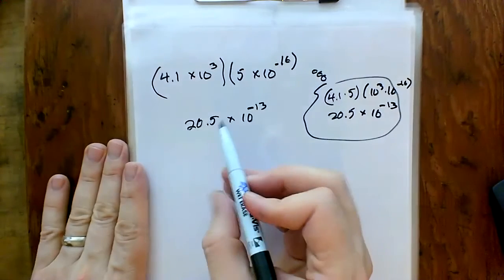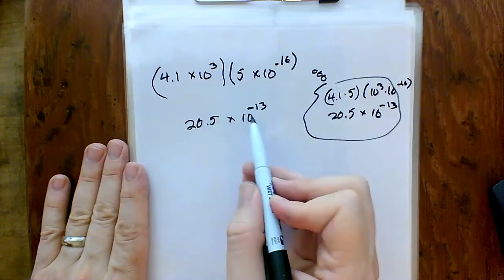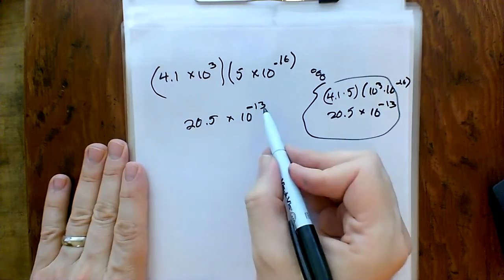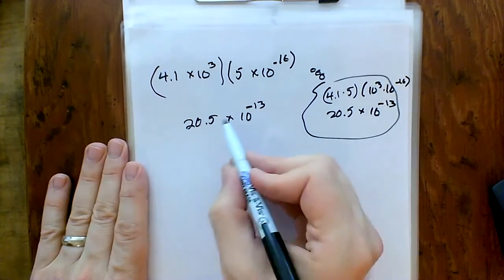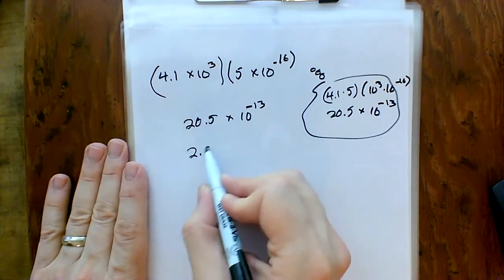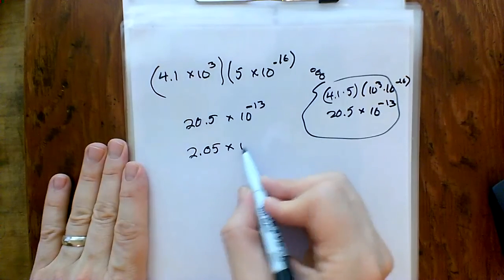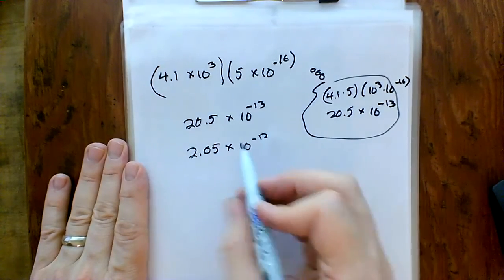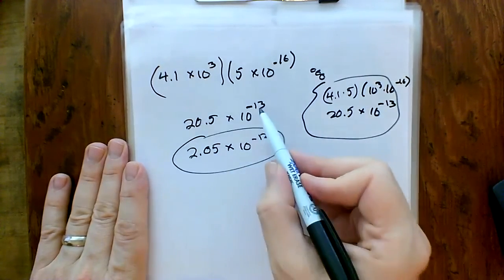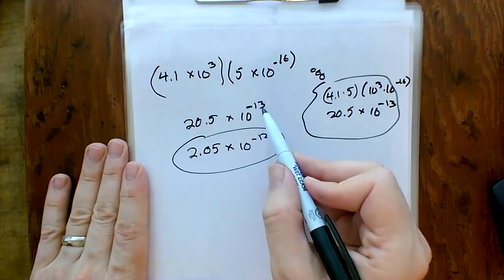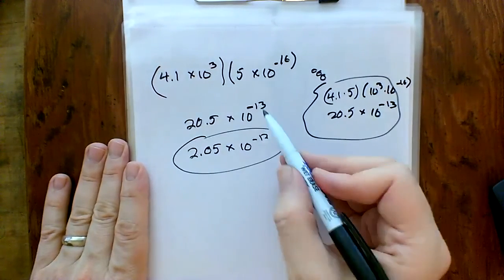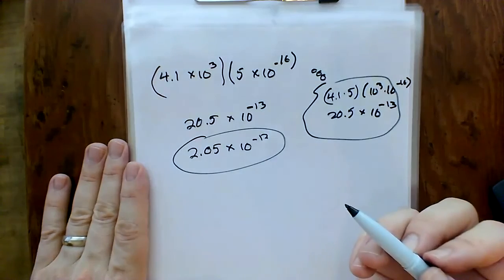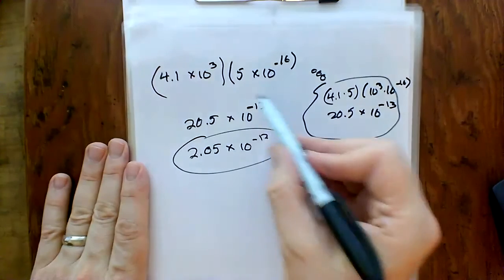Now, what happens when I add 1 to this? This is a negative number. When I add 1, so this becomes 2.05, this is going to be times 10 to the negative 12. Because a negative plus a positive, we subtract the numbers and keep the sign of our bigger power, or our larger number.